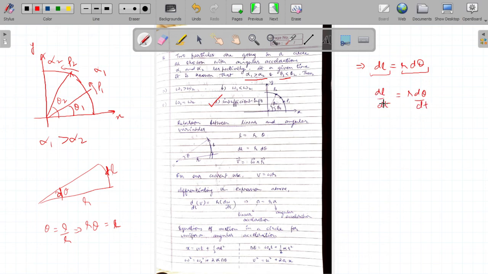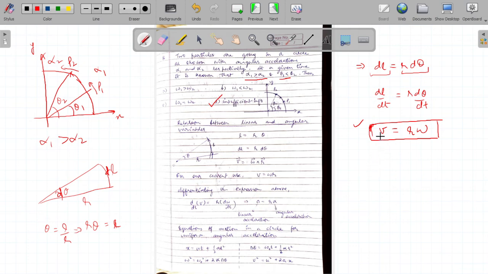Distance covered by the particle per unit time is the speed of the particle, and we know that d theta by dt is omega. So this shows us a relation which can be used pretty often, that v is equal to r omega. This is a common relation which we'll be using in this chapter.